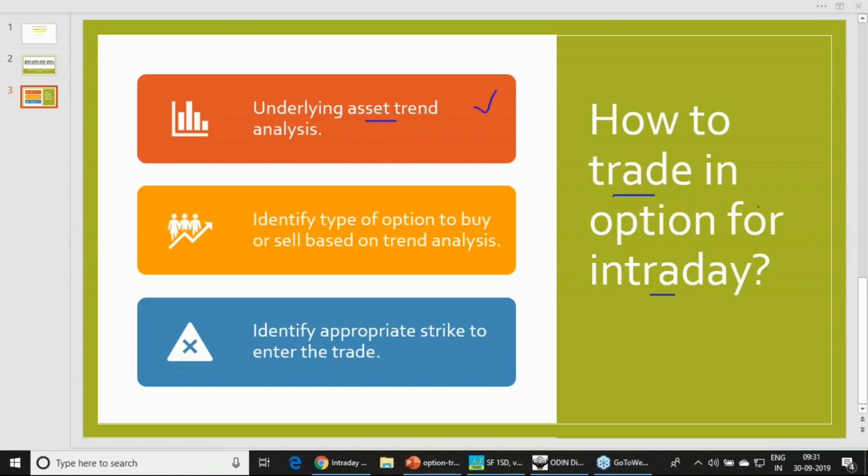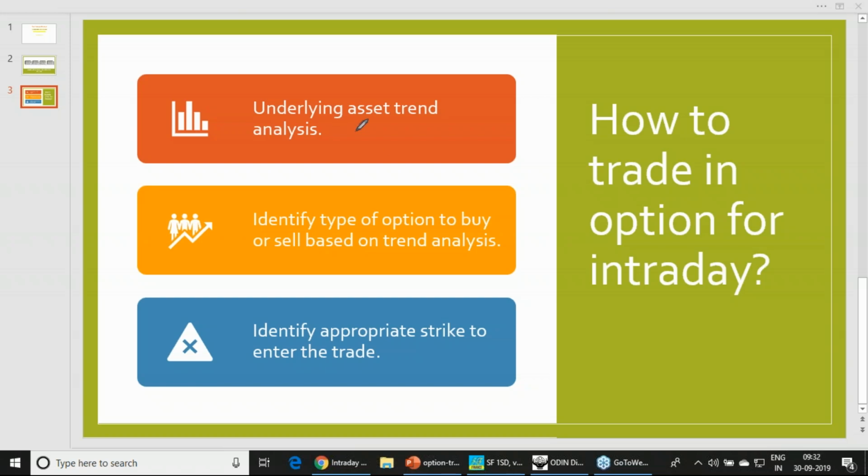In options, the major mistake traders make is putting Fibonacci, pivot, all those things directly on the option premium. Then they say that it doesn't work. Option is a derived instrument. Directly putting option premiums into the different methods won't work.